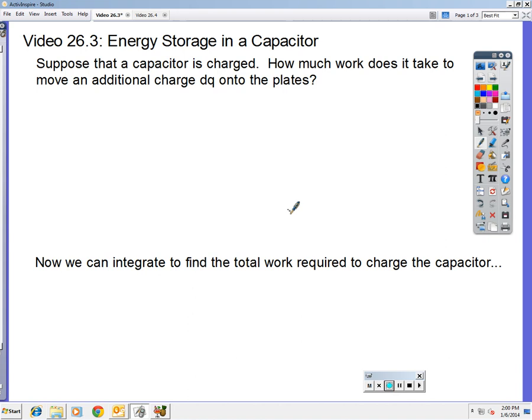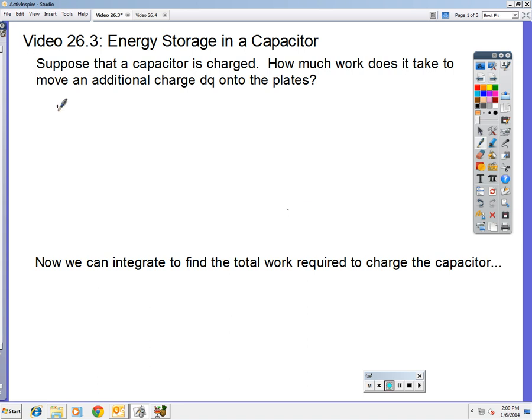Okay, this is video 26.3. We'll be looking at how much energy is stored on a capacitor. Now we said at the beginning of chapter 26 that capacitors are used, among other things, for energy storage. The question is, how much energy is stored on a capacitor?